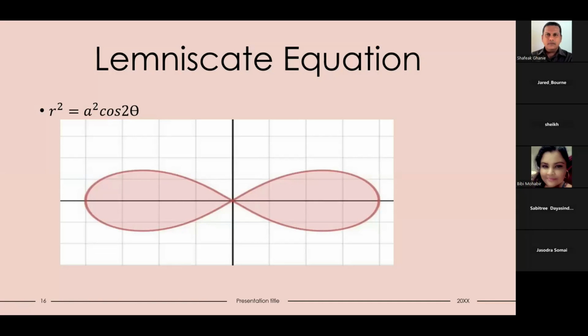Having established that the formula is r squared is equal to a squared cos 2 theta, it's important to note that there are a few shapes that you would want to remember when you're dealing with the lemniscate. As this one here shows you, it's in the horizontal plane, right? So this one here would be r squared equals a squared cos 2 theta. When it's in the vertical plane, that means it is vertical.